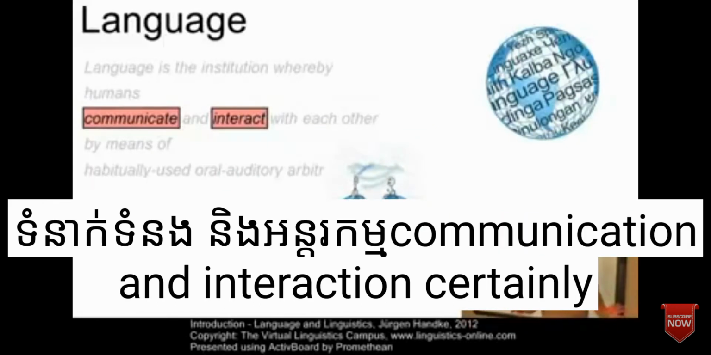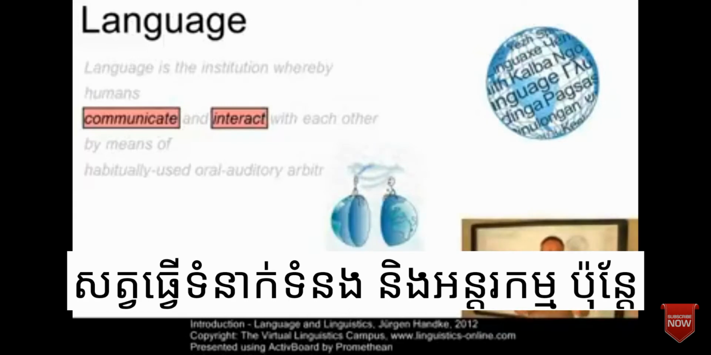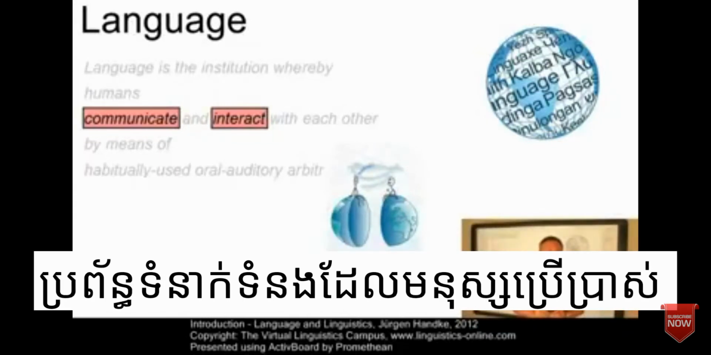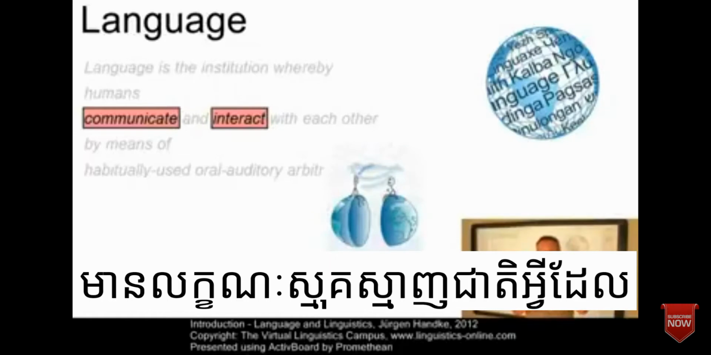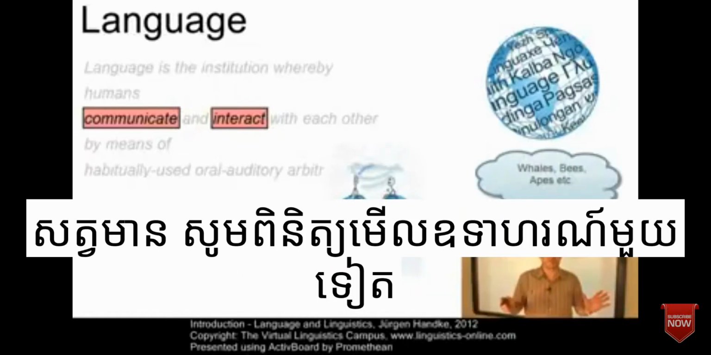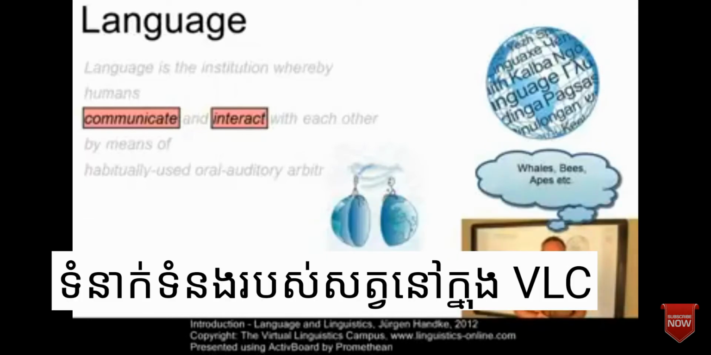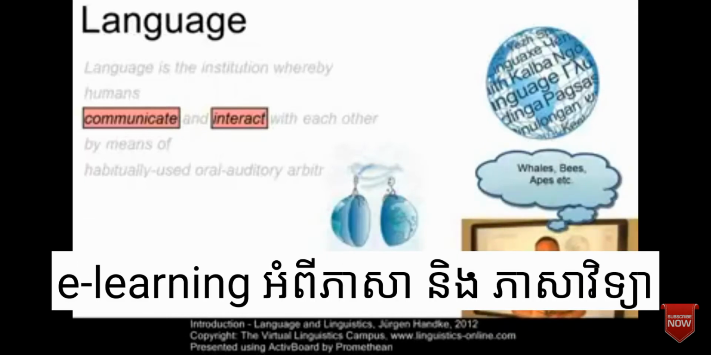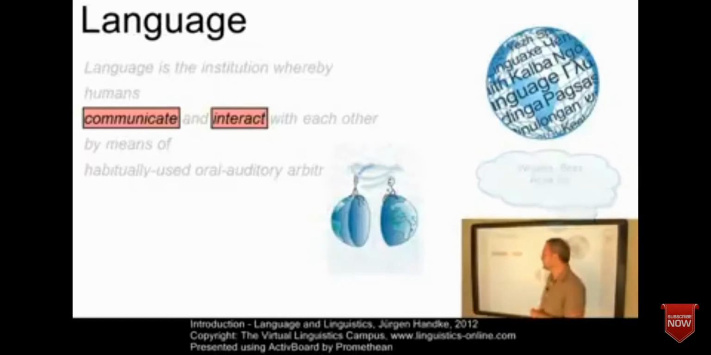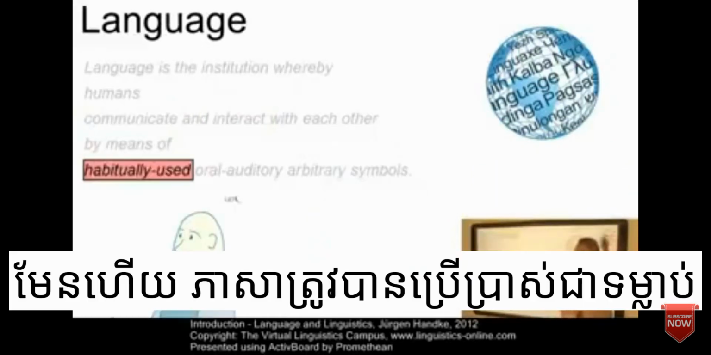Communication and interaction. Certainly, animals communicate and interact, yet the communication systems humans use are certainly more complex than that of animals. Just look at the examples of animal communication in the VLC e-learning unit, Language and Linguistics. Well, next, language is used habitually.